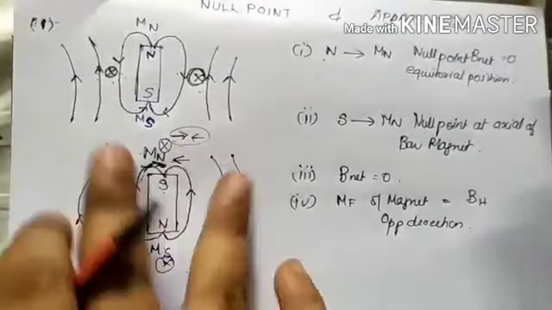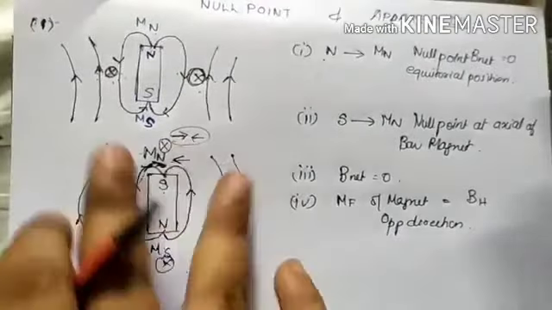So what are all the positions? When the north is facing magnetic north, the null point is at the equatorial position, whereas when the south is facing the magnetic north, the position of the null point is along the axial position. This much is clear. Then after that, we'll move on with the problems, but guys, I want to make sure you're understanding the logic of it, rather than going by the figure.